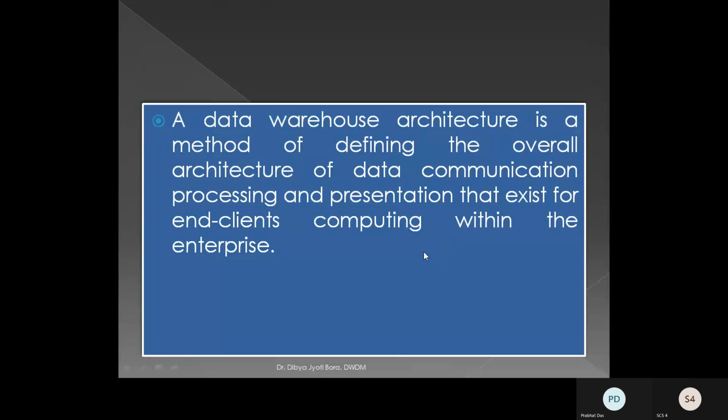Okay, we are talking about data warehouse architecture, right? So architecture-wise, we may find different types. What is this actually? This is the method of defining the overall architecture of data communication, processing and presentation that exists for end clients computing within the enterprise.